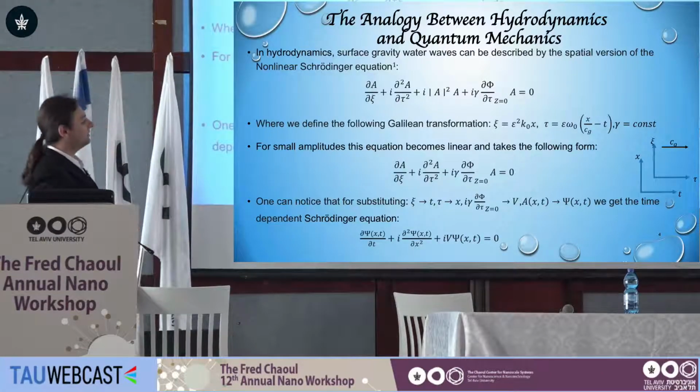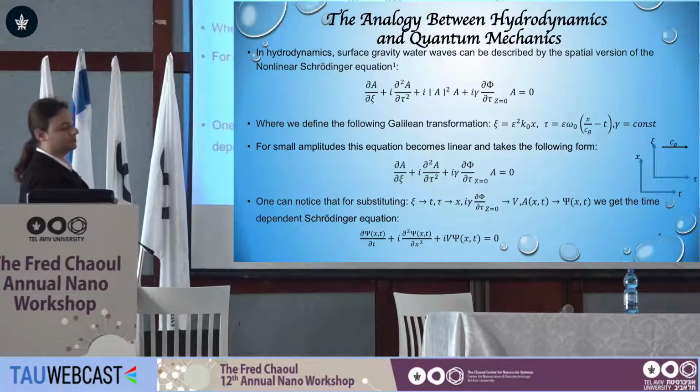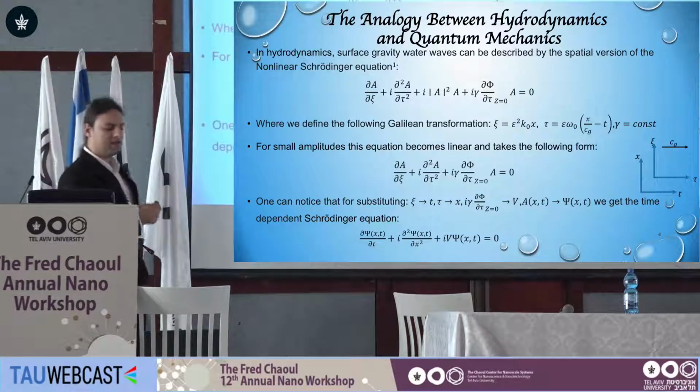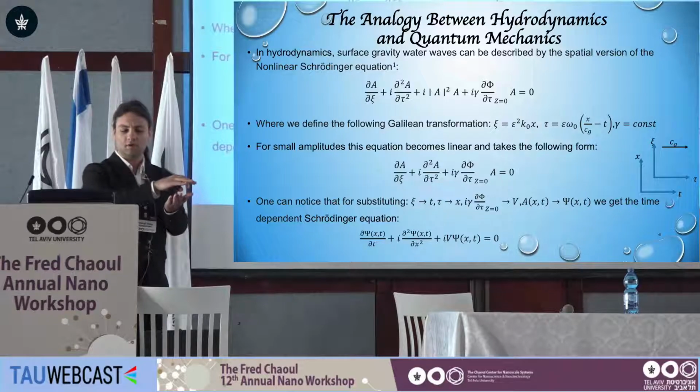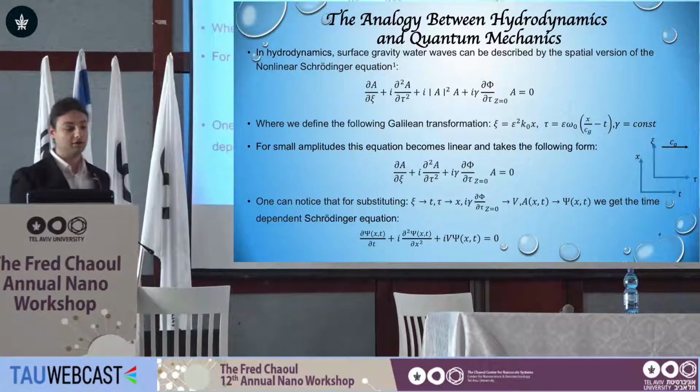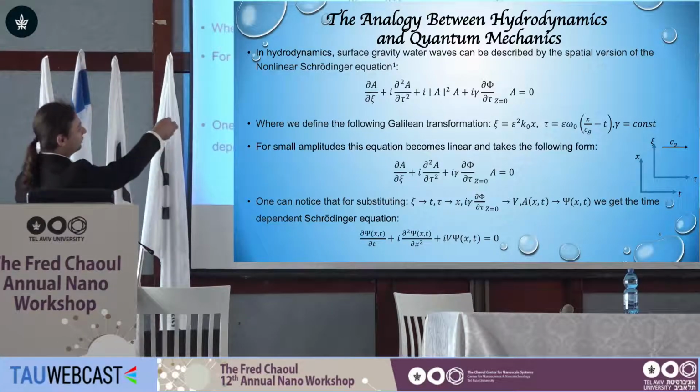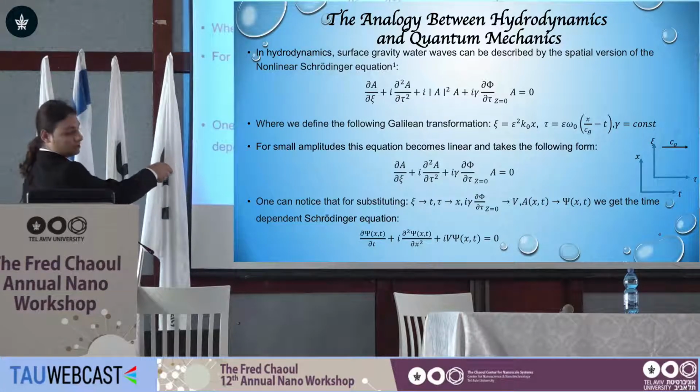So let's begin with how we describe waves in hydrodynamics. In hydrodynamics, we have this nonlinear Schrödinger equation. Our laser is really weak. And if we look at a case where the amplitude is really small and the wavelength is really long, we can neglect this cubic nonlinear term, and then we're reduced to this equation.